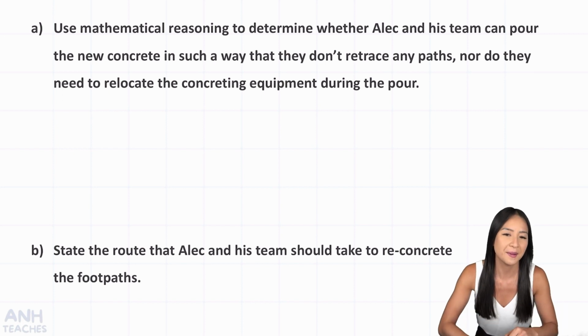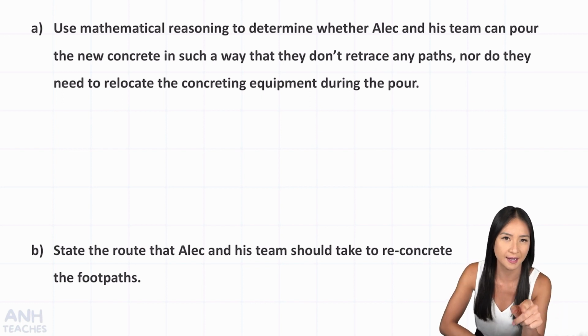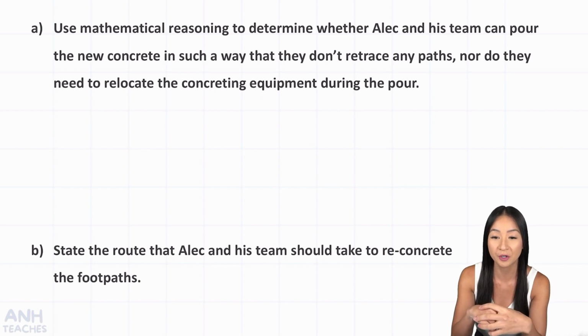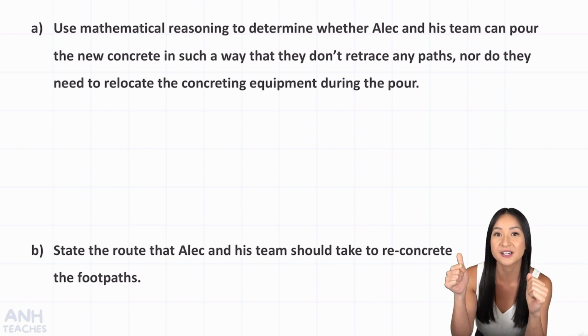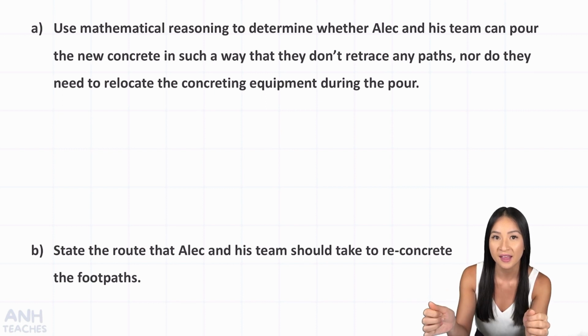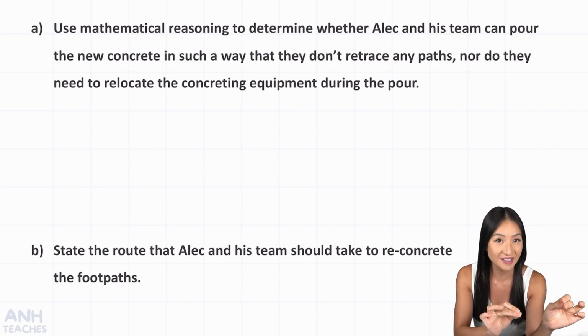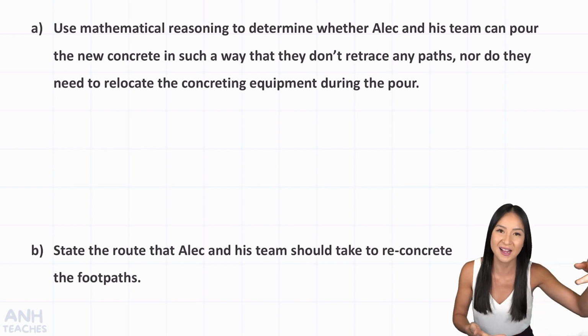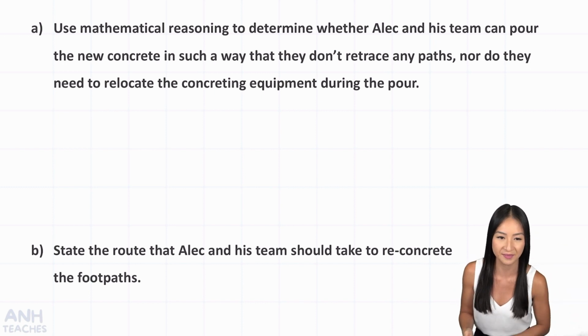Now, what I'm noticing as I'm reading this context is that we want to pour concrete on every single path, every single edge, Eulerian, okay? They all start with E. Write something down that'll make you remember that, okay?